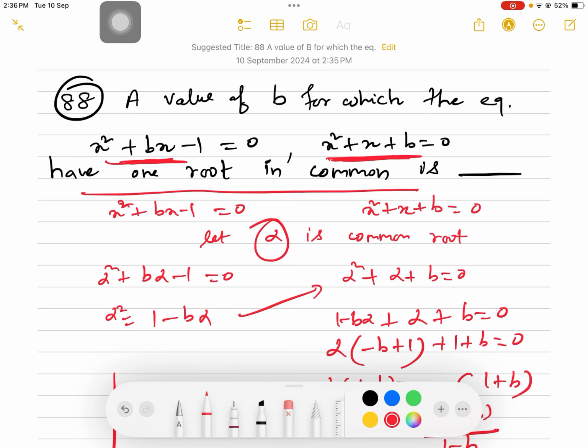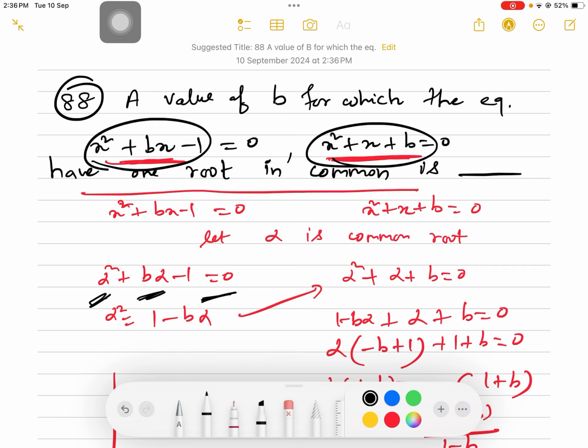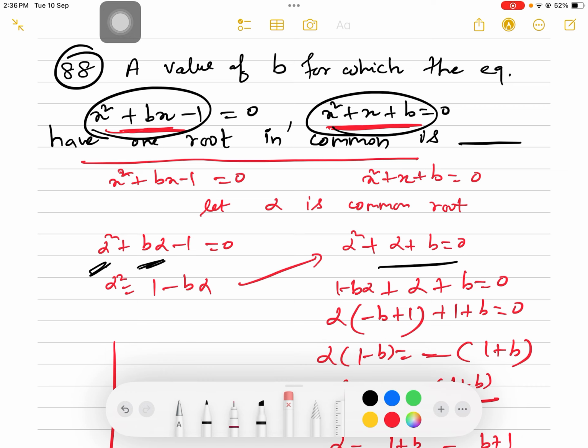So let us suppose alpha is the common root here. If alpha is the root of the two equations, that means alpha will satisfy both of the equations. So in the first equation, instead of x I put alpha. So x square I wrote alpha square, plus b into x, I wrote b into alpha, minus 1, equals to 0. The second equation also I satisfied with alpha, so I wrote alpha square plus alpha plus b equals to 0.